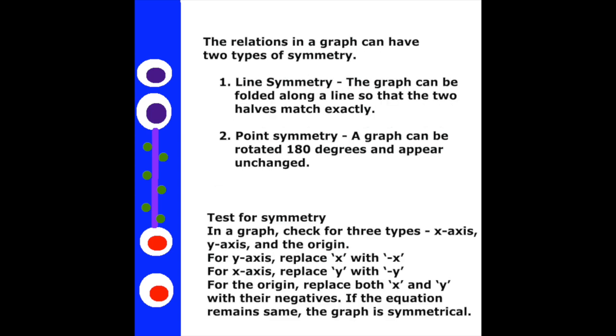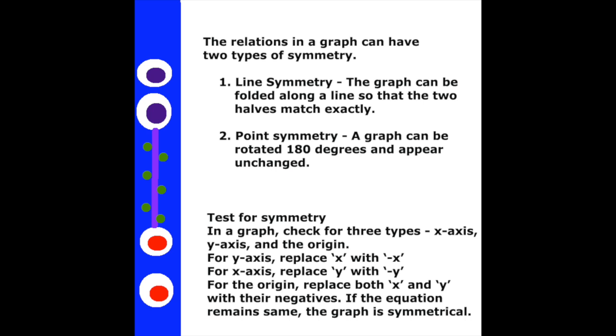The relations in a graph can have two types of symmetry. 1. Line symmetry. The graph can be folded along a line so that the two halves match exactly. 2. Point symmetry. A graph can be rotated 180 degrees and appear unchanged.